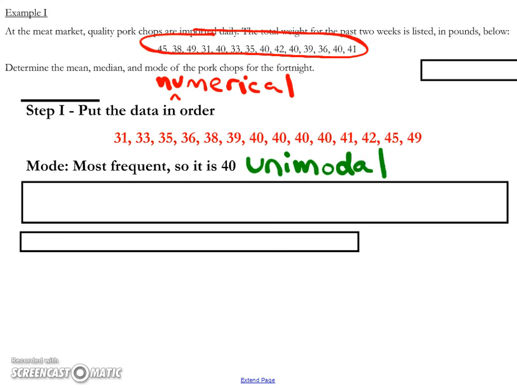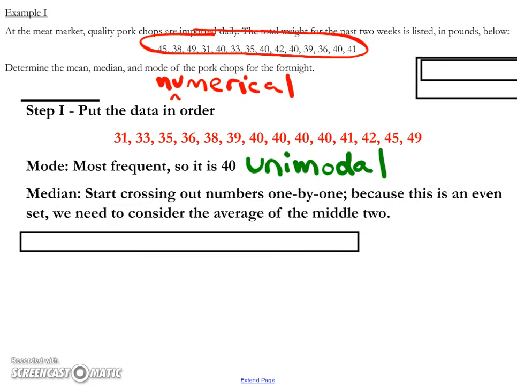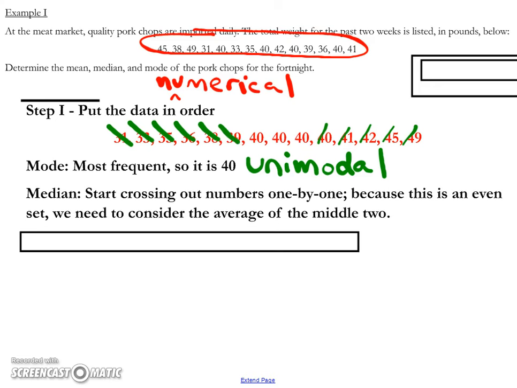There's more to these types of questions than just answering those 3 questions, so notice it's unimodal. Second, let's go to the median. With the median, start by crossing the numbers out 1 by 1. If I go through and do this, I'll cross out 31, 49, 33, 45, 35, 42, 36, 40, 38, 40, 39, 40, and I'm left with 2 numbers. Now these both happen to be 40, but it's still 2 numbers.